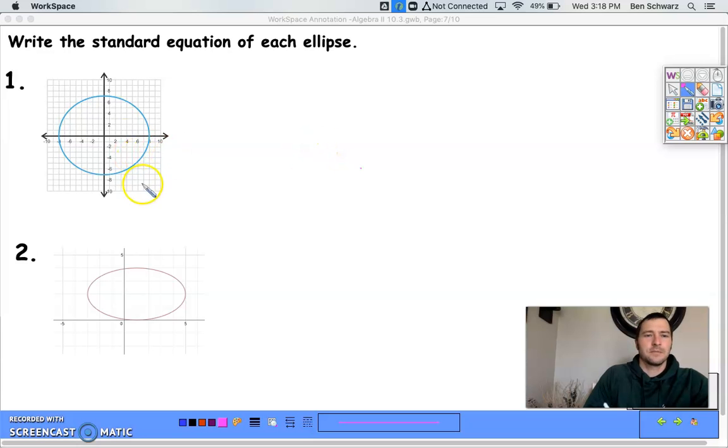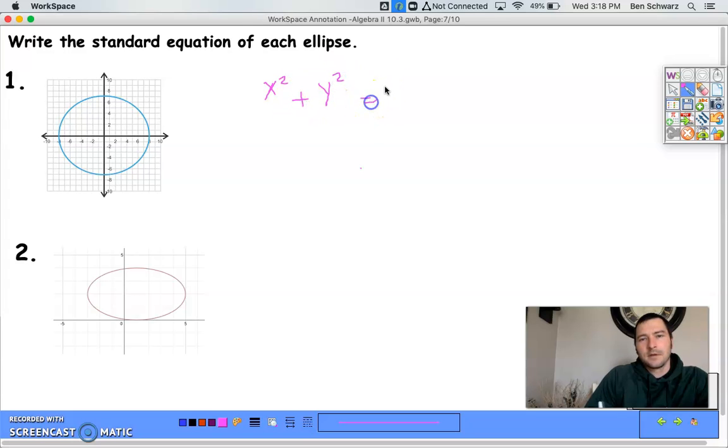All right, so in these two examples, we have a graph. We're supposed to write the standard equation. The first thing you want to look for is the center. This one's pretty easy. We have a center at 0, 0. Since it's at 0, 0, we don't have to worry about that h or k. It's just going to be an x squared and a y squared, going to equal 1.